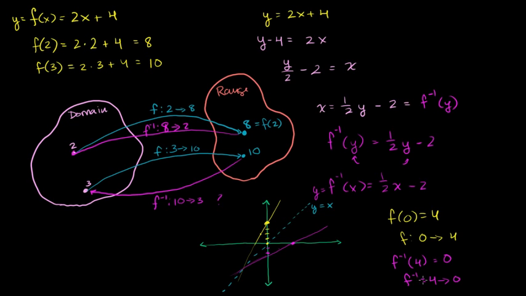So this example that I just showed you right here, the function takes you from 0 to 4. That's the function. F of 0 is 4. You see that right there. So it goes from 0 to 4. And then the inverse takes us back from 4 to 0. So f inverse takes us back from 4 to 0. You saw that right there. When you evaluate 4 here, 1/2 times 4 minus 2 is 0.